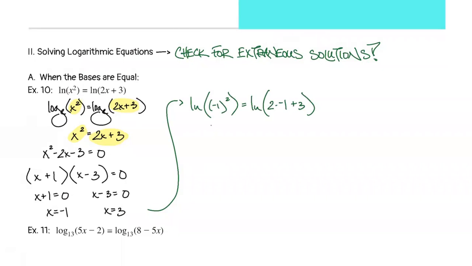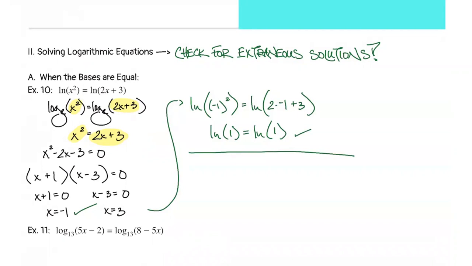-1 squared, what does that give me? Yeah, that gives us 1. All right, let's do the other side. 2 times -1 gives me -2, plus 3 gives me 1. I buy it. Natural log of 1 equals natural log of 1. That means x equals -1 is a solution.